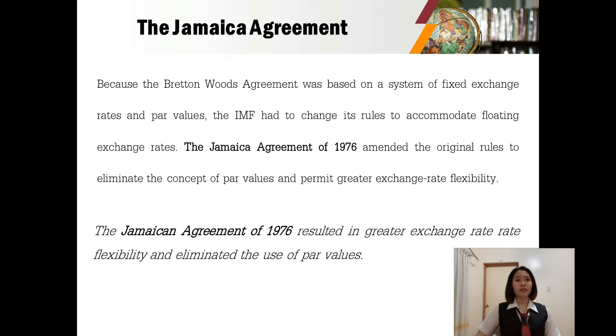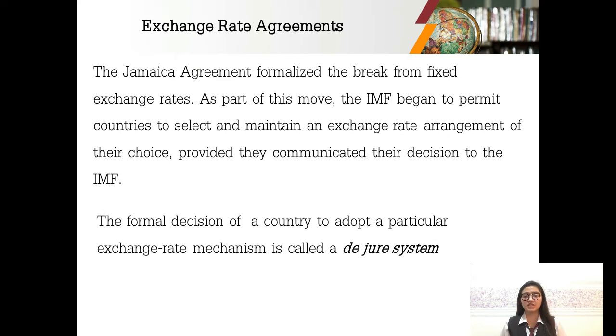The Jamaica Agreement of 1976 amended the original rules to eliminate the concept of par values and permit greater exchange rate flexibility. So this agreement changed the original rules to abolish the concept of par values and allowed exchange rate flexibility. The move toward greater flexibility can occur on an individual country basis as well as an overall system basis. So next is the exchange rate agreements.